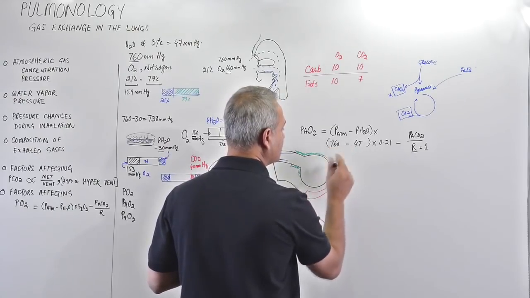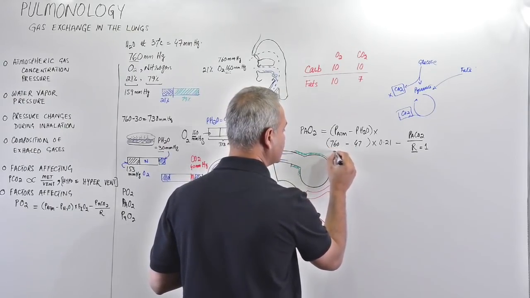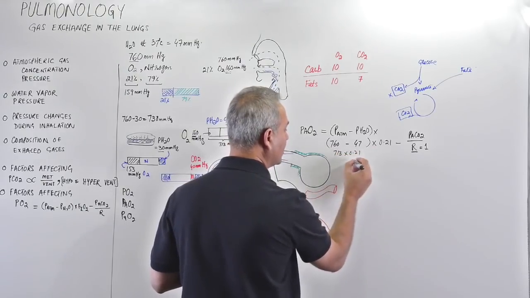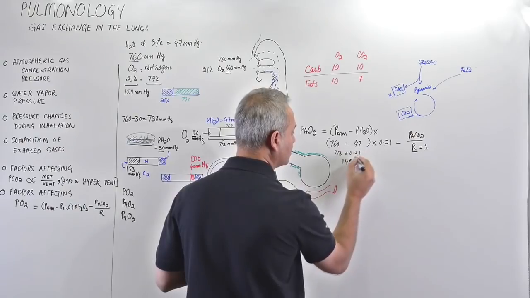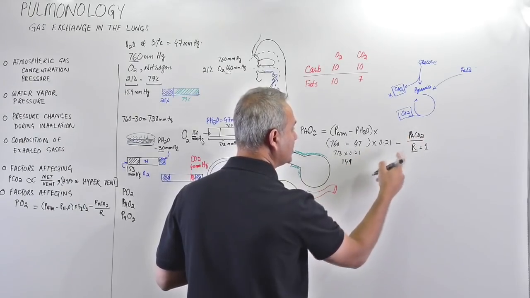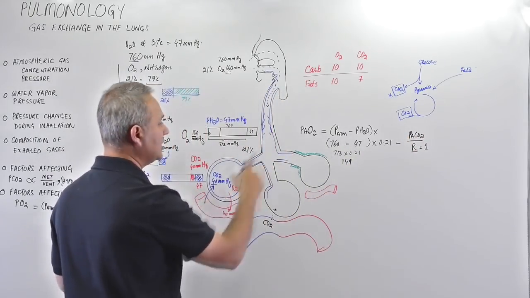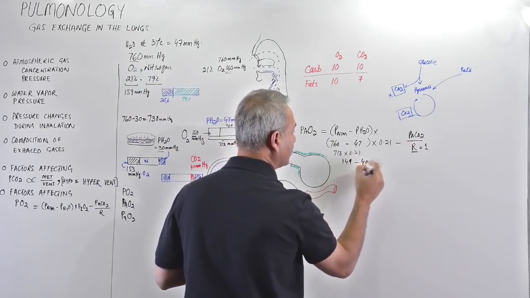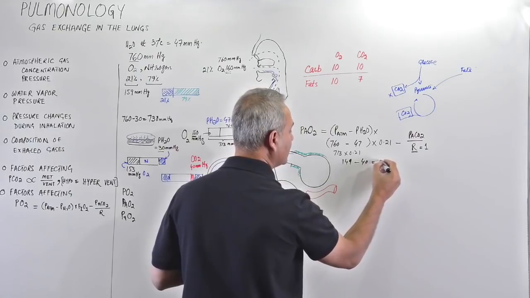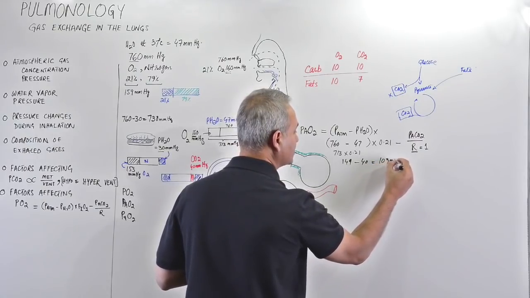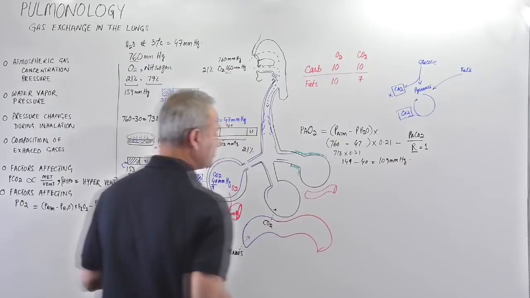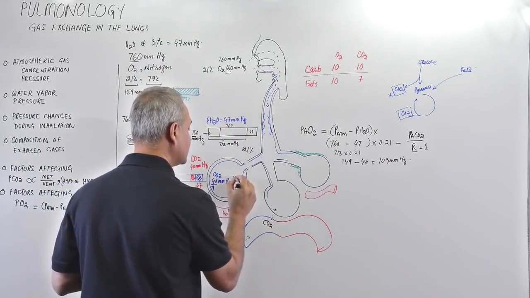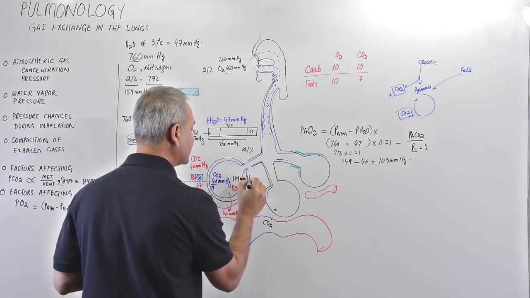So 760 minus water, we are left with 713. Multiplied by 0.21, we are left with 149. So this is the 0.21. Minus PaCO2, which is what? Here 40 divided by 1 is 40. So minus 40 here. So we are left with 109 millimeters of mercury. So the pressure here now of oxygen is 109 millimeters of mercury.